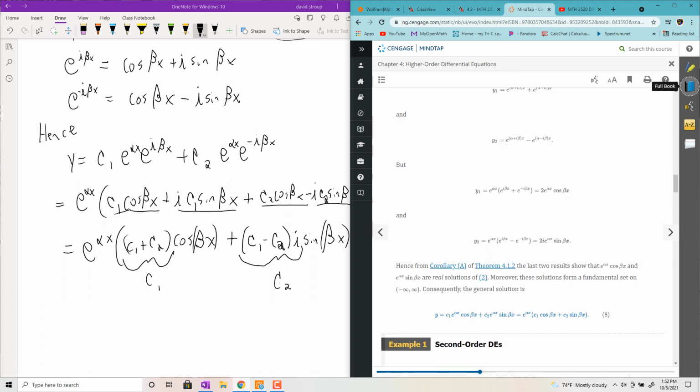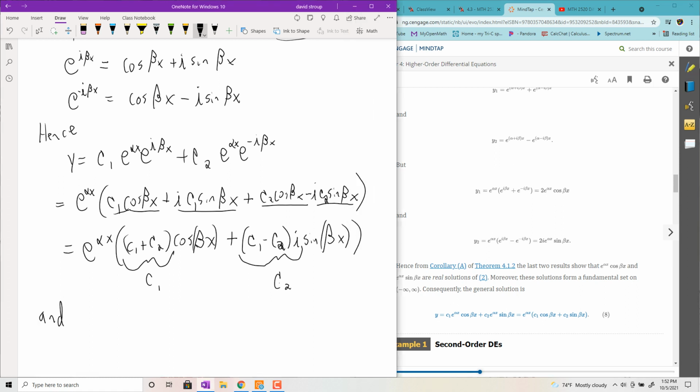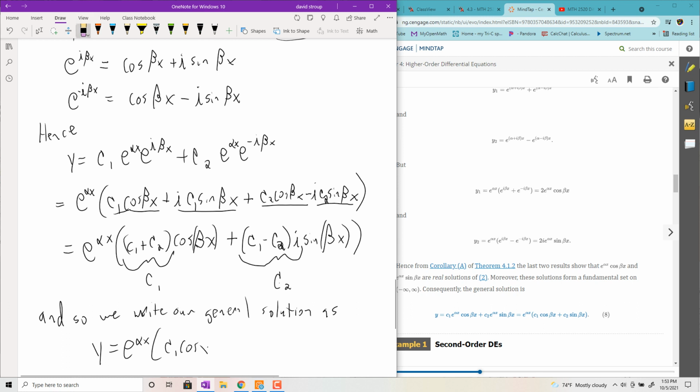Okay, and it too will be a solution, and so we'll end up writing our general solution finally as y equals e to the alpha x times c1 cosine beta x plus c2 sine of beta x.